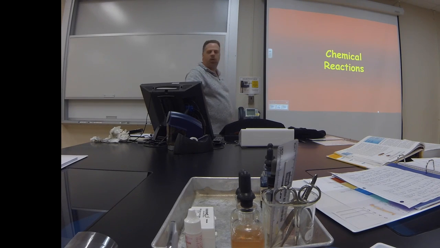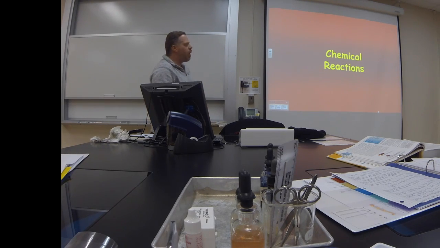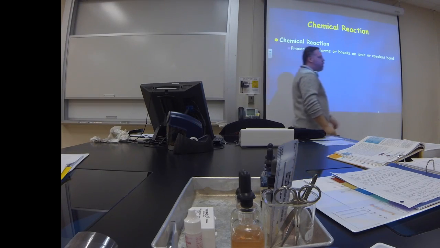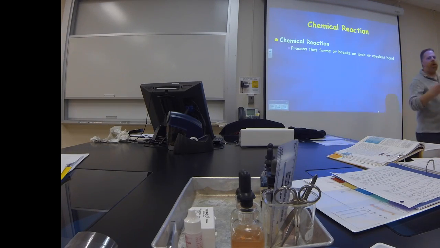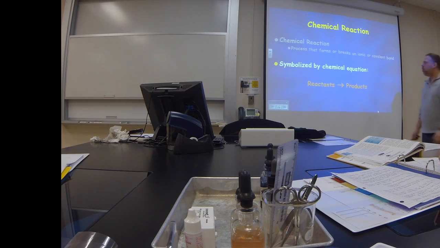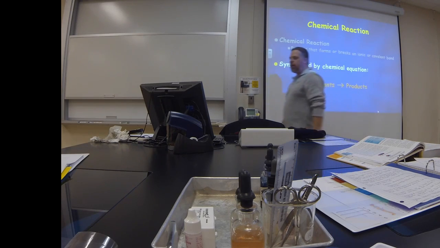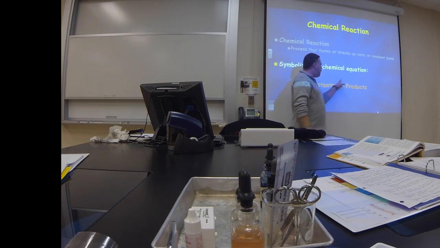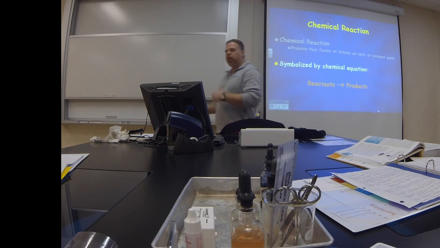Yeah, okay. All right, so chemical reactions. Chemical reactions is where we need to either break bonds or make bonds. That's what chemical reactions are, okay? And it's symbolized by a chemical equation where we have reactants with a yield sign, and then you've got products. All right? We're going to see this often.